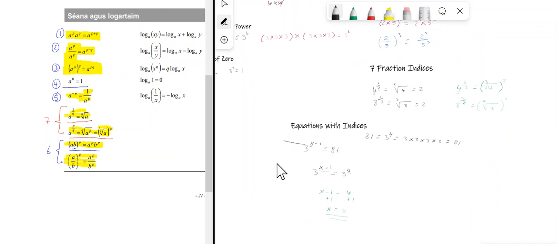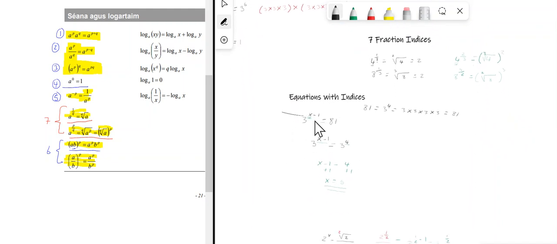And then we have equations that have indices in them as well. We've looked at how to solve them. Basically, what you want to do is get them so that they have the same base number. Then you can get rid of the base number, make the indices equal to each other, and then solve for the unknown quantity. So that's equations with indices, and again, you're using these rules here as well. So that is indices, and that is the rules of indices.